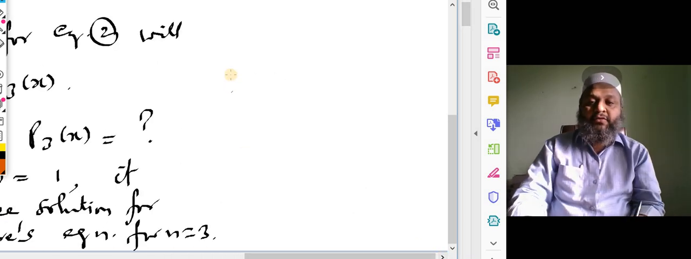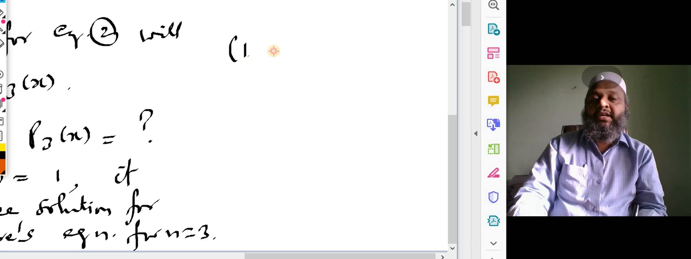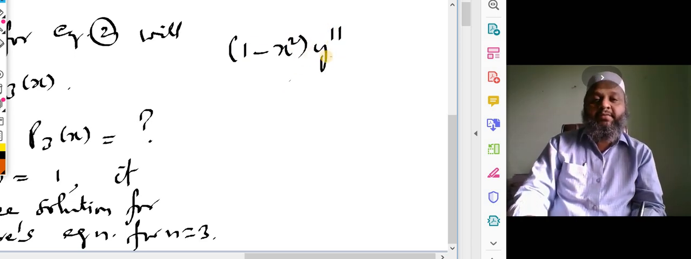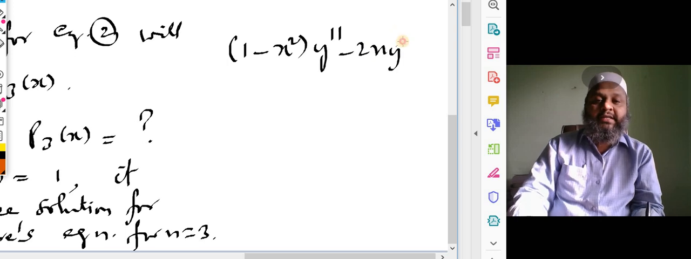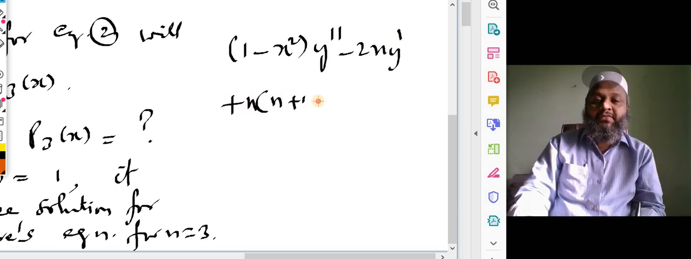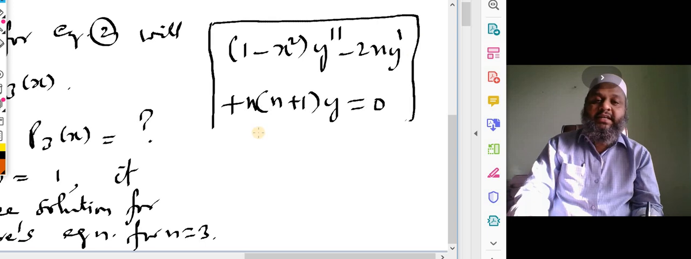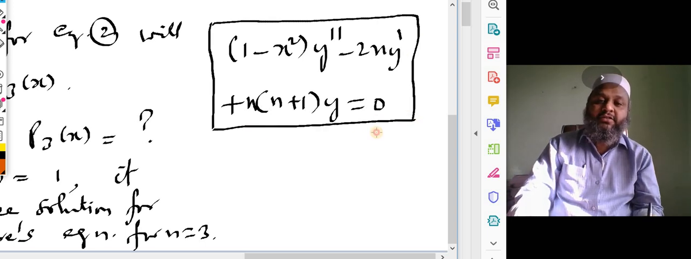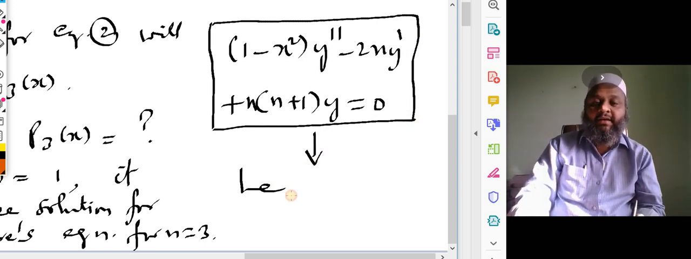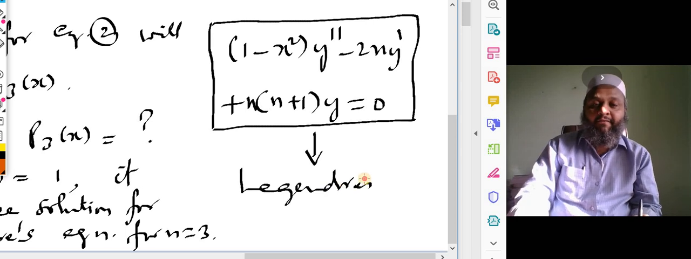let us come to the conclusion that we now want to deal in general about 1 minus x square into y double dash minus 2x into y dash plus n into n plus 1 of y equal to 0. This is our target. Now we are going to study in detail about the solutions of this equation, which is Legendre's equation.